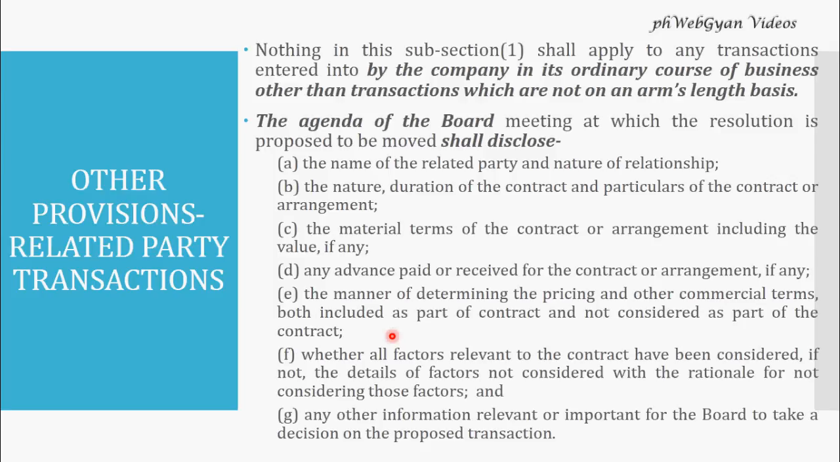So, what is the manner that the company is actually using to determine the price? Okay. Then another point is whether all factors relevant to the contract have been considered or not. And if not, then the details of the factors which are not considered, along with the reason, the rationale for not considering those factors. So this is basically the disclosure point. Whether all the factors have been considered or not, and if not, then why? What is the rationale behind not considering those factors?